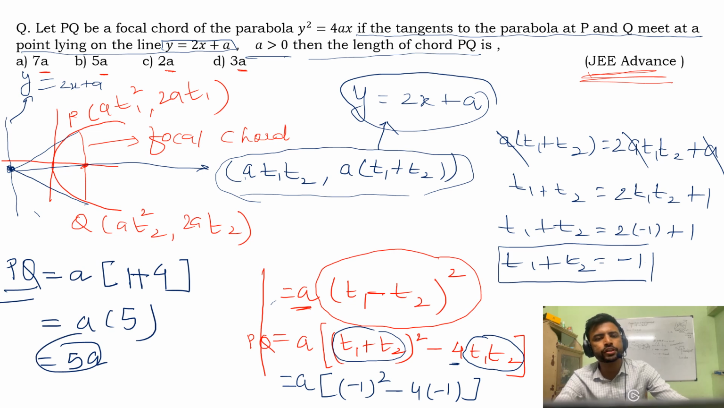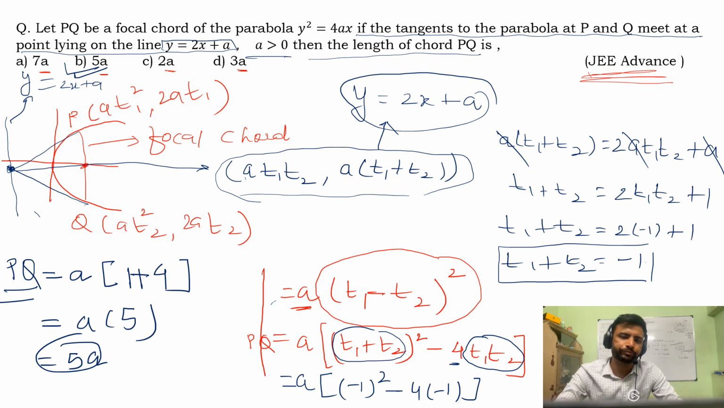So which option is correct? Option B is correct. So this is the question from JEE Advanced. If PQ is a focal chord of the parabola, if the tangents to the parabola at P and Q meet at a point lying on the line y is equal to 2x plus a, where a is positive, then the length of chord PQ is.